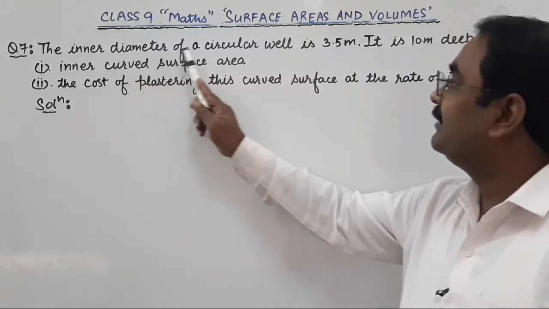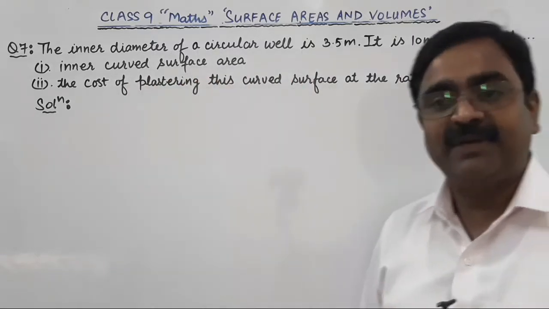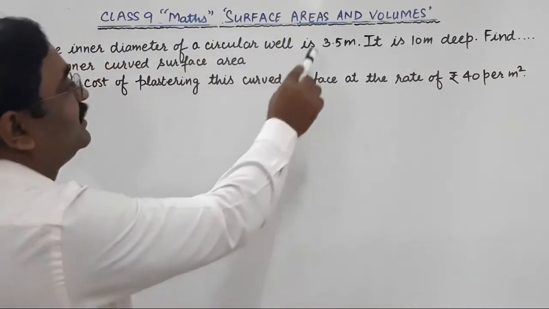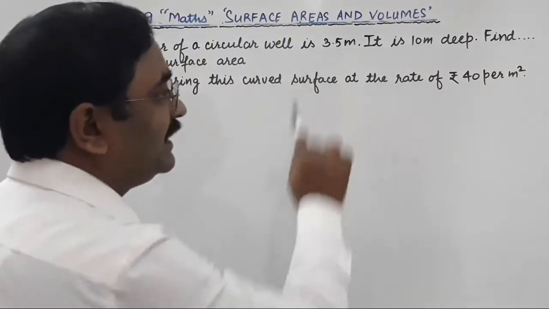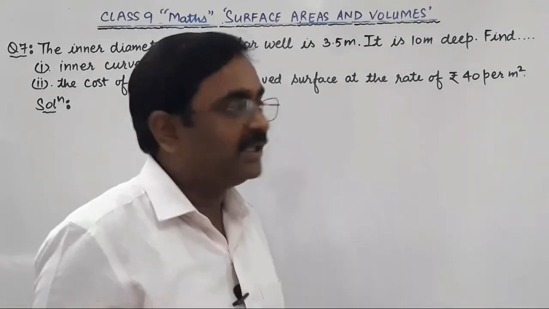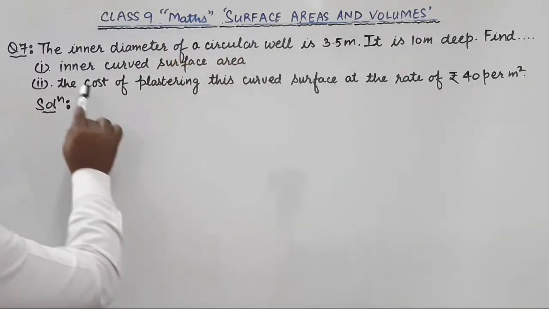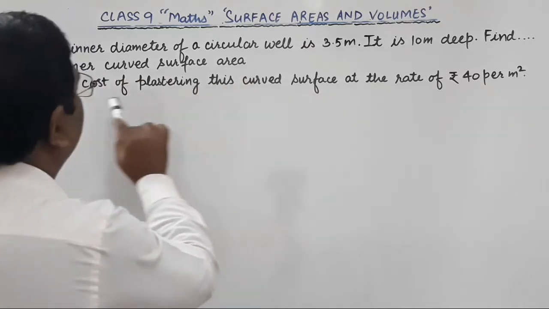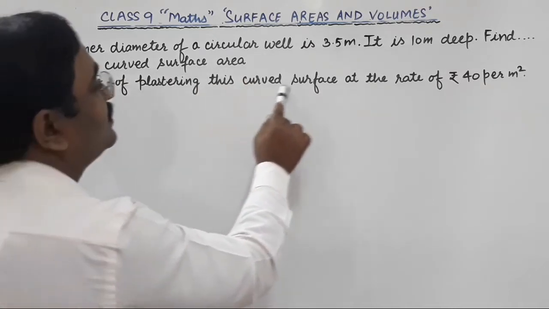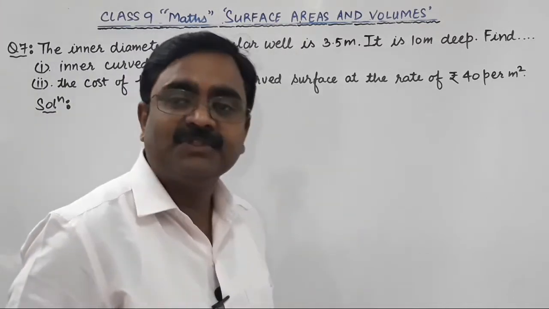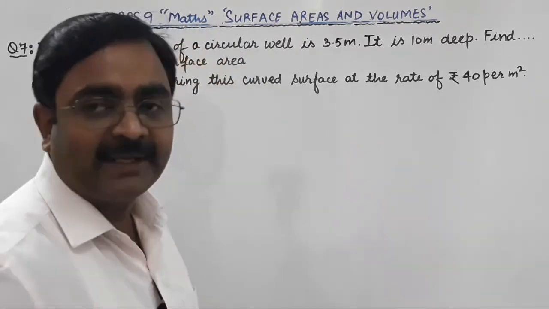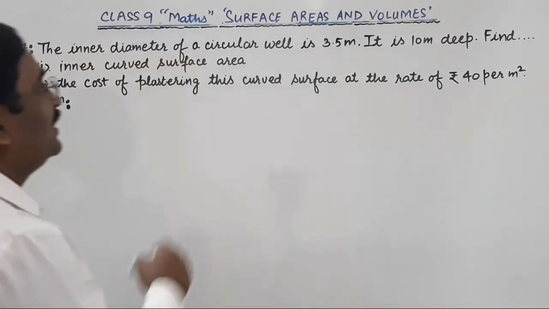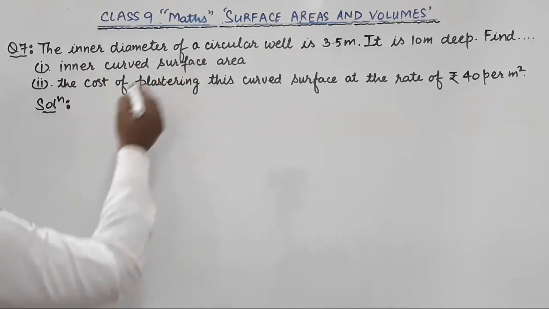Given that the inner diameter of a circular well is 3.5 meter, and that well is 10 meter deep, find, first, the inner curved surface area and, second, the cost of plastering this curved surface area at the rate of rupees 40 per meter square.